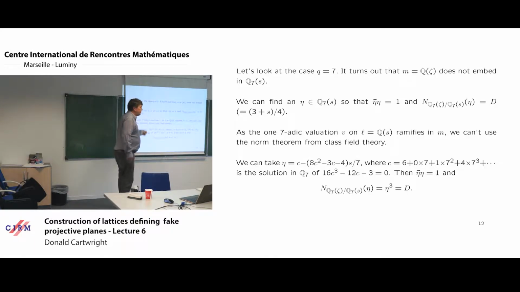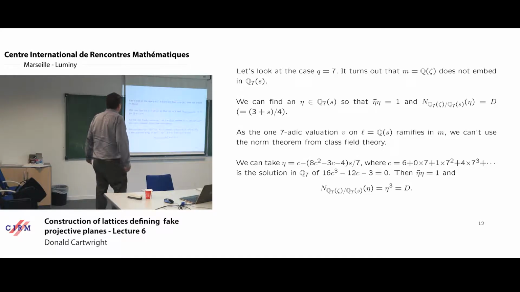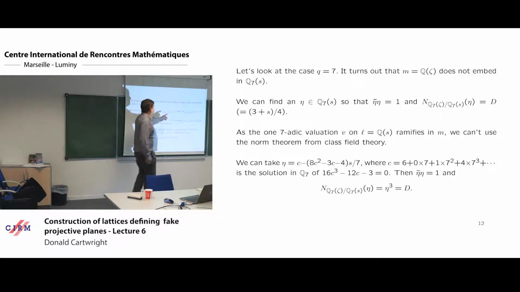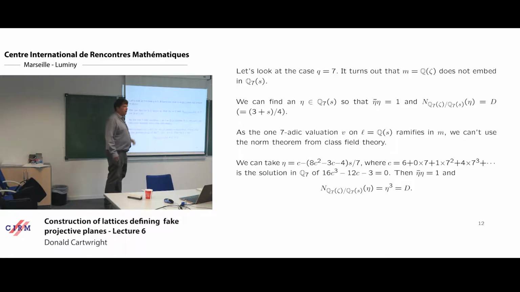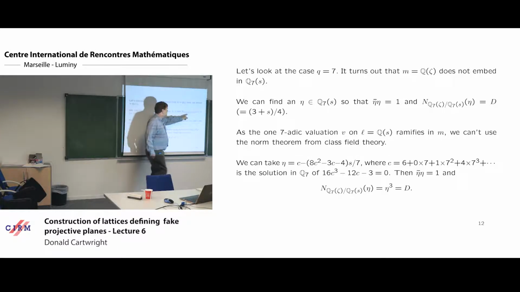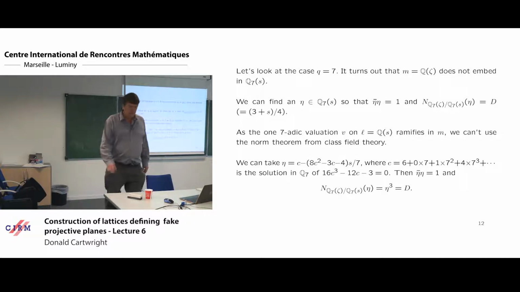Okay, so this is the slightly more complicated situation where our auxiliary field M doesn't embed in Q7 of S. Life is a little bit easier when it embeds. And we want to be sure that there's an element eta whose norm is D.